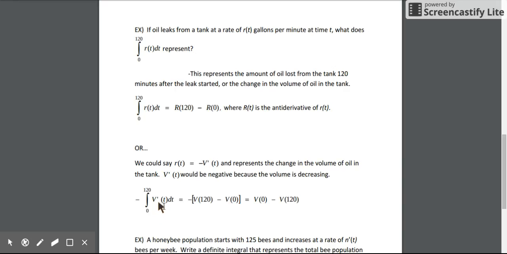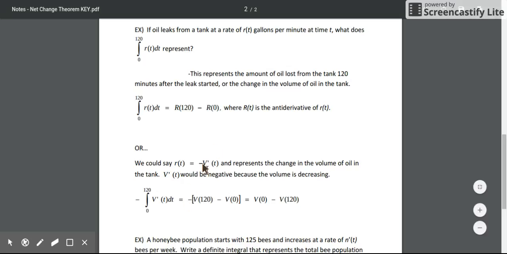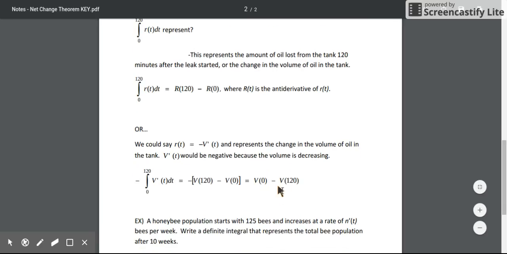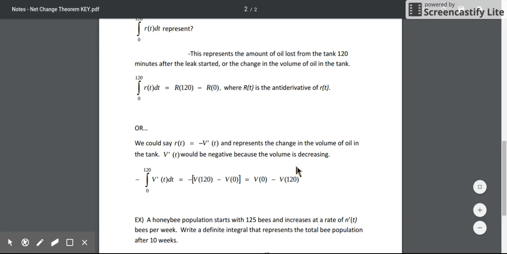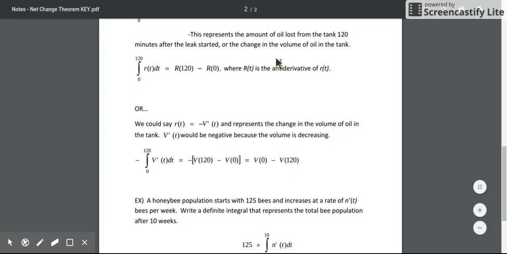So we could integrate our rate of change of volume by saying, well, what is the volume at 120 minutes minus the volume at the start of the leak? If we make that the opposite, because our rate of change is negative, then we just flip these two numbers, and we could find out the volume after 120 minutes. So a couple of different ways that we can interpret that. But either way, we're representing the amount of change in the tank, or the amount of change of the volume, or the oil that was leaked out.